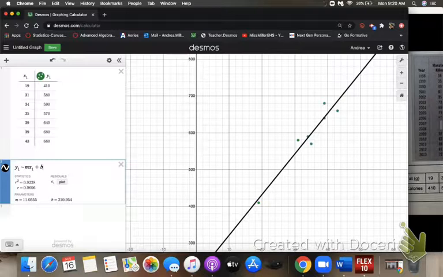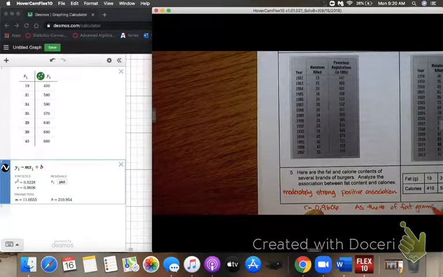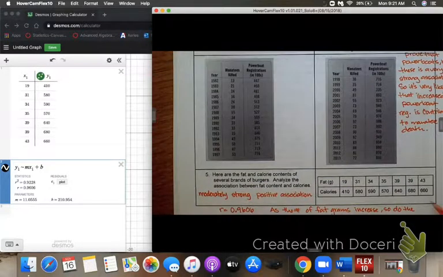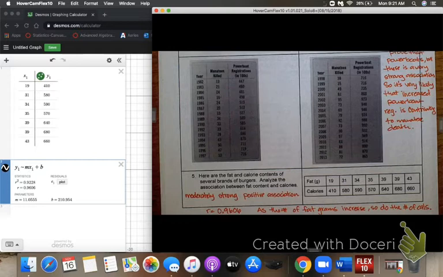So I can maybe write about that. I could write: as the number of fat grams increases, so do the number of calories. I'm just going to abbreviate here because I'm running out of room. All right, so that's the wrap up on number 5.